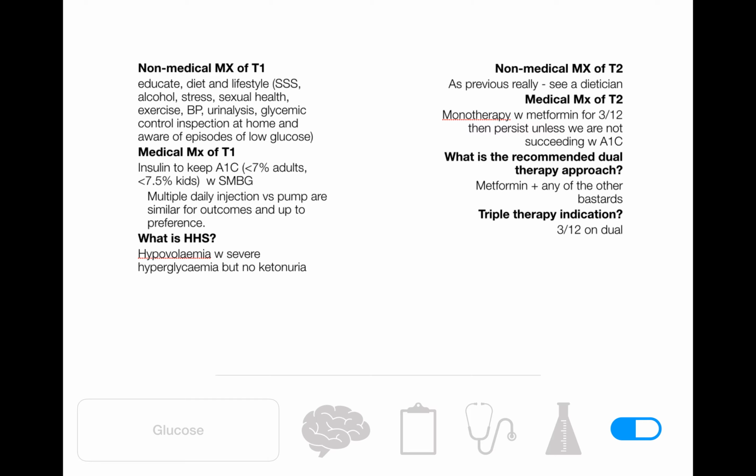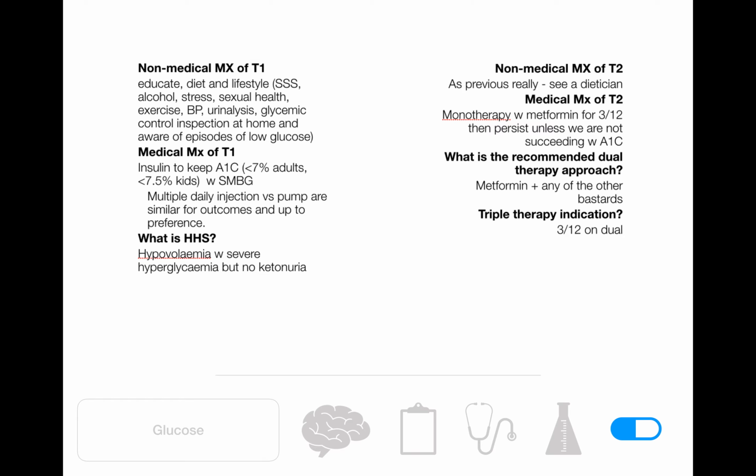So you can have a pump that does it itself, or you can do multiple daily injections yourself. So if you're more afraid of needles, go for the pump, because outcomes are very similar. So there's not one that's significantly better in terms of outcomes over the other, which is handy because you can pick your best choice. The non-medical management of type 2 is pretty similar.